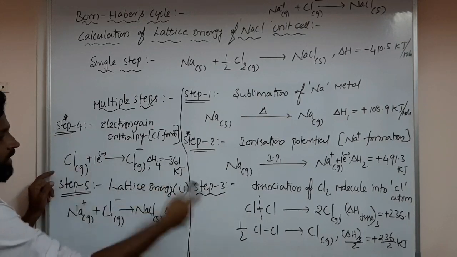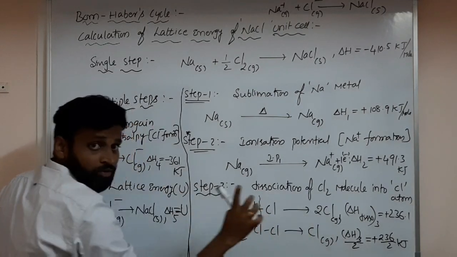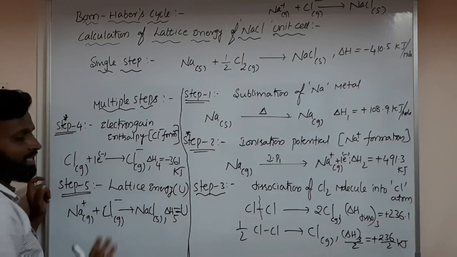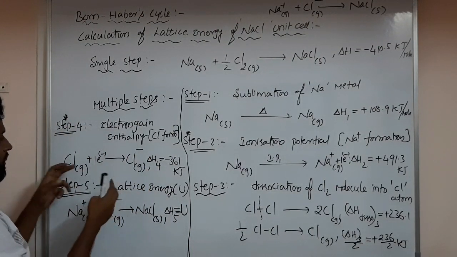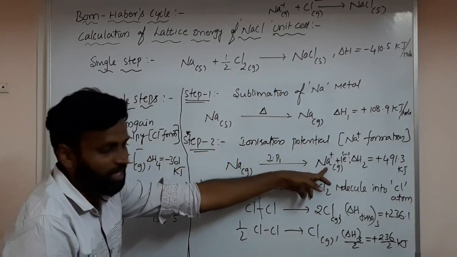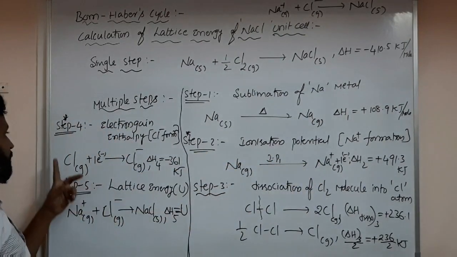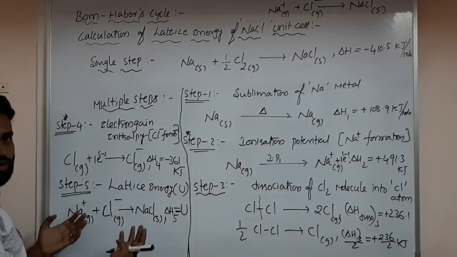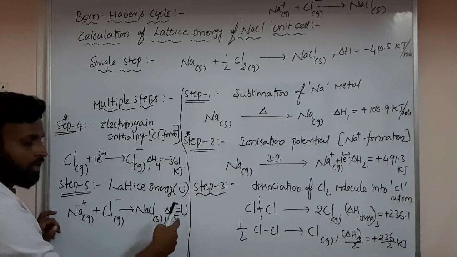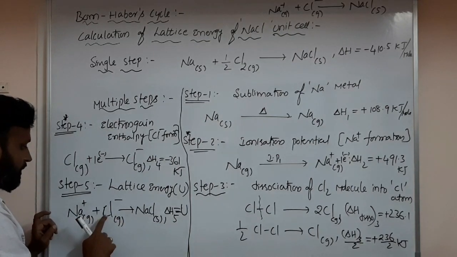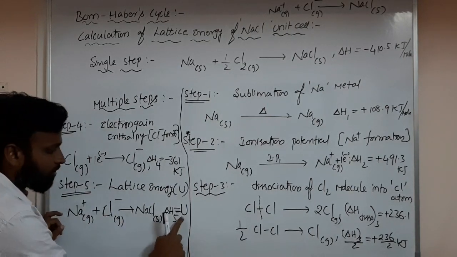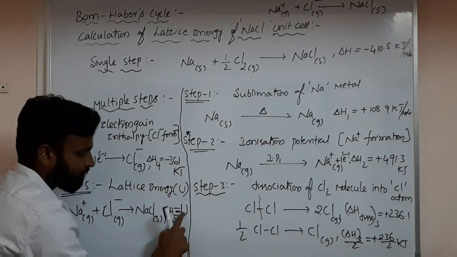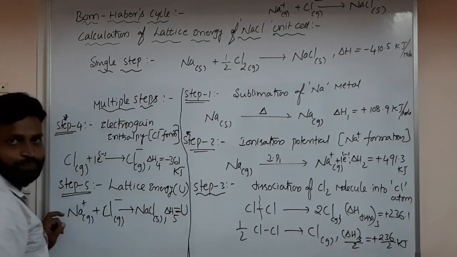And in the fourth step, only 1 mole of chlorine atom is required to get NaCl. So the chlorine atom takes an electron and forms Cl minus. In the second step our Na plus cation is ready, and in the fourth step the anion is ready. In the fifth step, energy is released when Na plus combines with Cl minus. Here I am not writing any plus or minus. By using Hess's law, you can find this U.